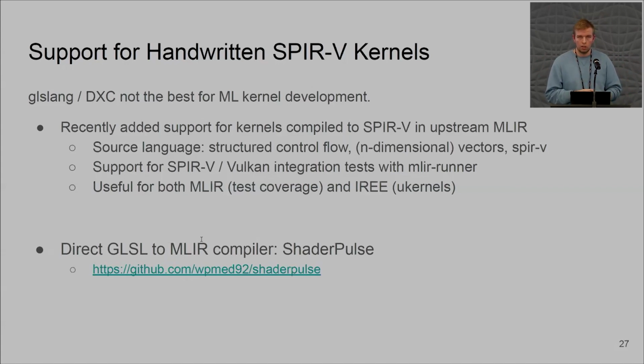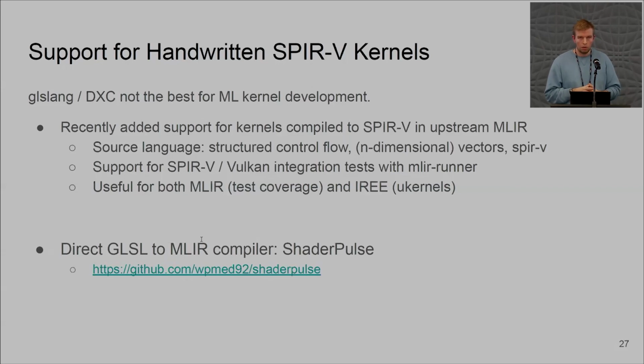SPIR-V doesn't have the best story when it comes to languages for kernel development. So what we did instead is we added support for writing kind of low-level SPIR-V kernels in MLIR itself. So we can use the SPIR-V dialect as the layer of intrinsics, and then use higher-level languages that provide us structured control flow or multi-dimensional vectors to perform the computation. So this is available in MLIR upstream, and we also have support for integration tests for these kernels.